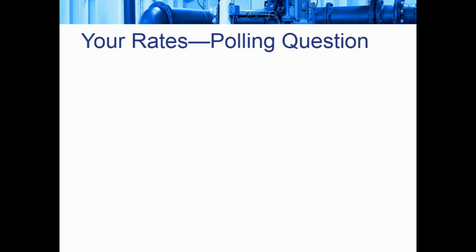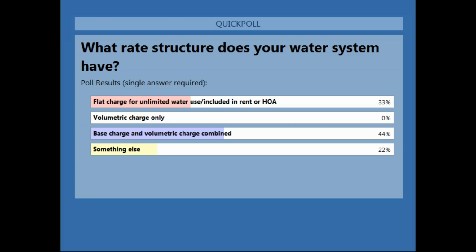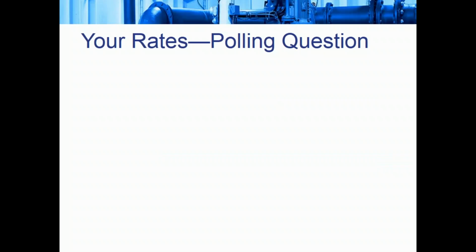Okay, and we'll go ahead and close the poll in 3, 2, 1, and here's our results. Looks like a good number of you are doing a mix of base and volumetric already, and then some of you are just doing a flat fee. It doesn't seem like anybody's doing volumetric, and a couple of you are doing something else, or maybe you're not from a water system.